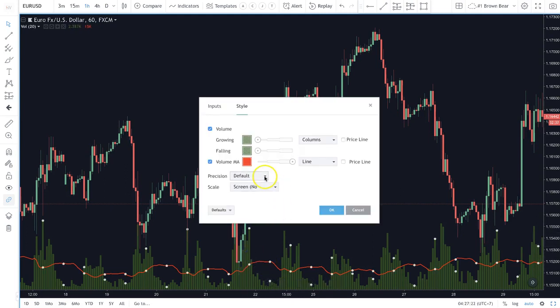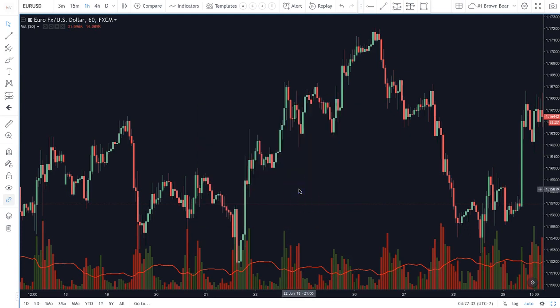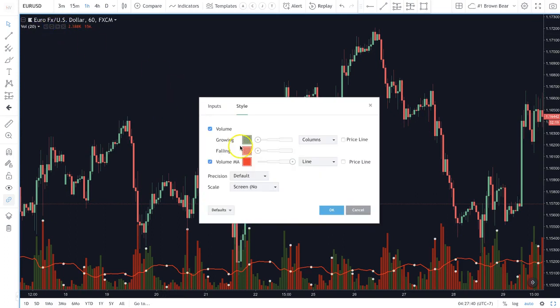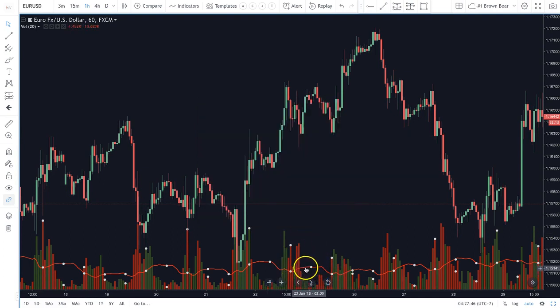Regarding your volume for growing and falling, you can keep it at green and red: green for going up, red for going down. That is a personal preference. You can decide to keep it any way you like. But for me, I kept the settings at 20, and the moving average is going to measure the average of the last 20 bars.